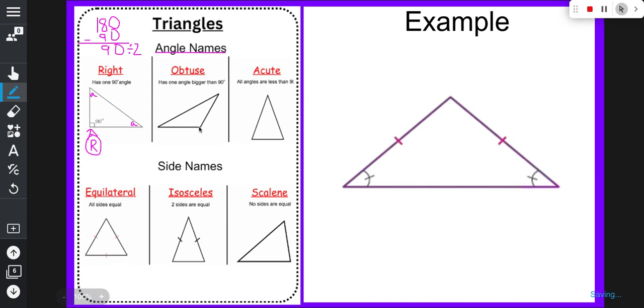That is the same with obtuse. This angle right here is obtuse. It's going to have two acute angles, so it makes it obtuse.